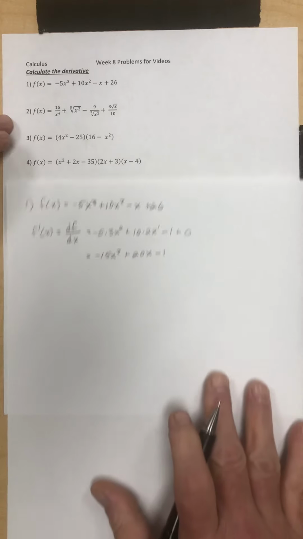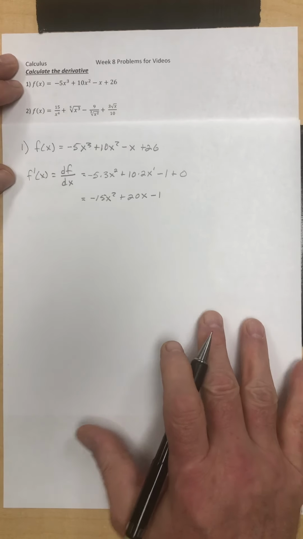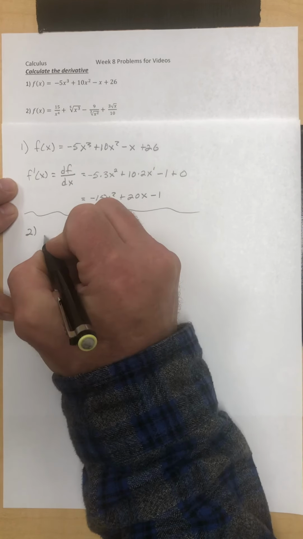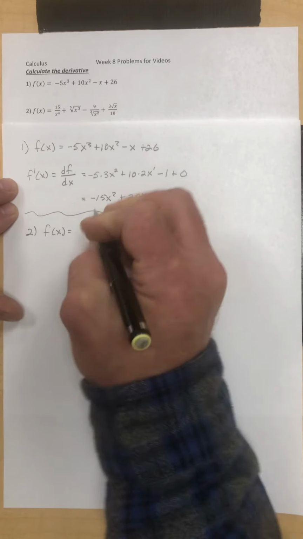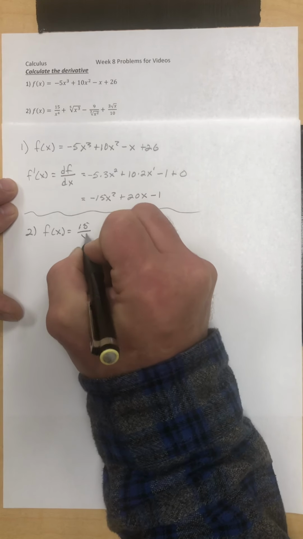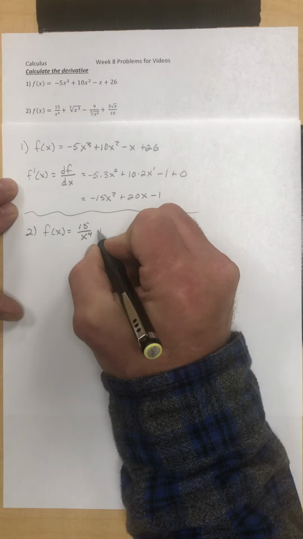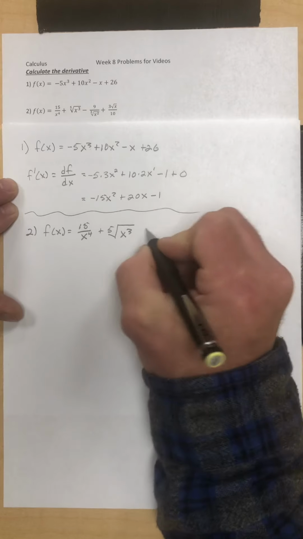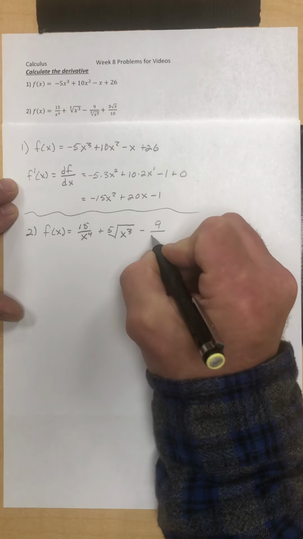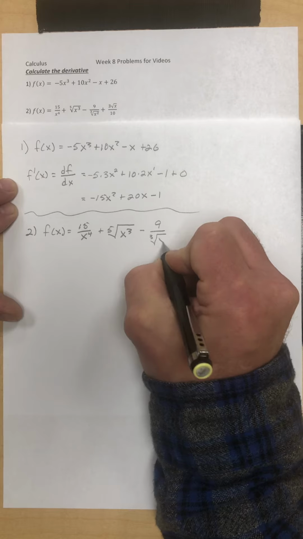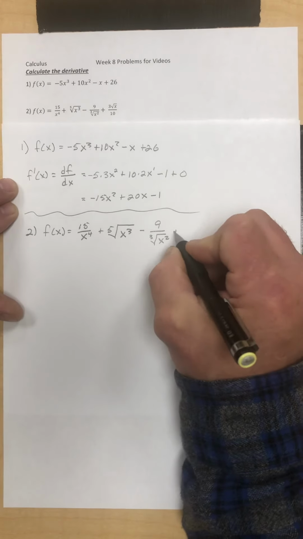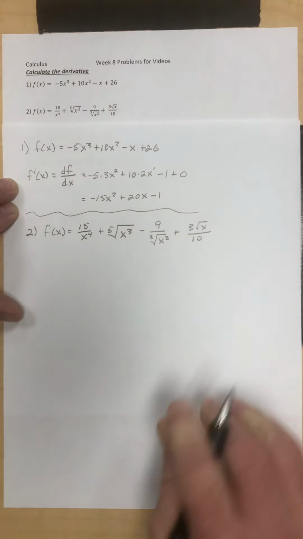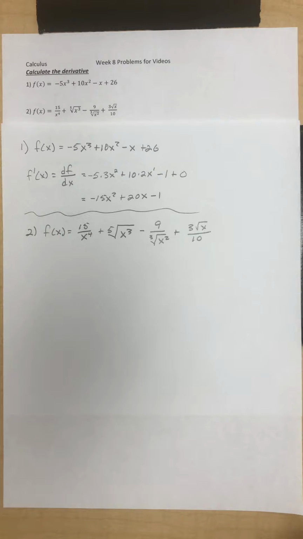Let's see this second one right here. I have f of x equals 15 over x to the 4th plus the 5th root of x cubed minus 9 over the cubed root of x squared plus 3 radical x over 10.